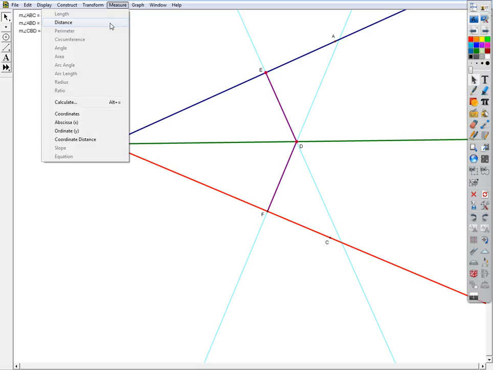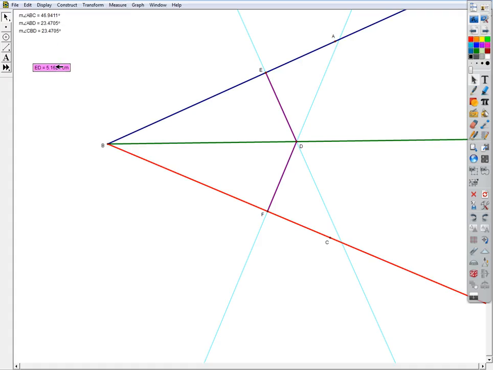So if I measure ED, that distance, and we measure FD, they're the same, aren't they? What's unique about D? What's the only thing? How did we define D again? What is it? It's a point on what?